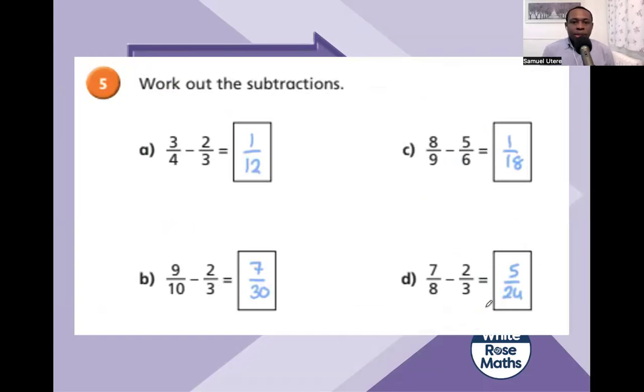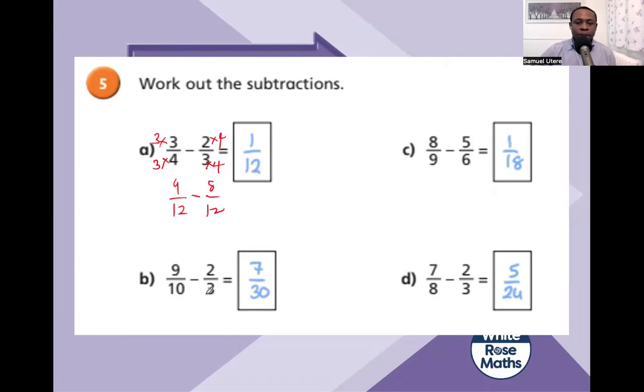Here you are asked to work out the subtractions. So again, remember how to use your lowest common multiple. The common multiple should be 12. Here you have to multiply by 3 to make it 12, and you do the same to the numerator. Here you multiply by 4. So now the equivalent fraction of 3/4 is 9/12, minus the equivalent fraction of 2/3, which is 8/12. Now 9 minus 8 is 1, so you have 1/12.